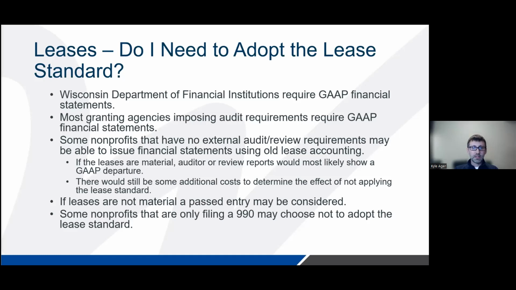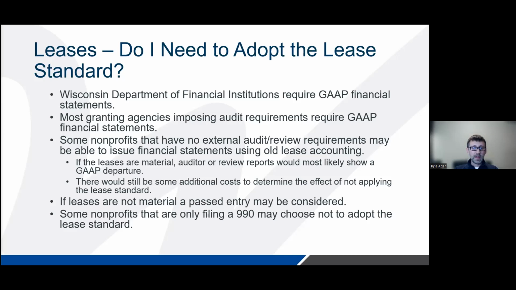However, there are some organizations that don't have any requirements to have an audit or review, but they choose to do so anyway. And in those cases, you may be able to just follow the old accounting guidance. So in cases like that, if the leases, assets, and calculated liabilities would have been material to your financial statements, the audit or review reports would likely need to be modified for a GAAP departure. And the tough part about not doing something in accounting is there still are some costs to determine the effect of not applying the guidance, because in those reports, we have to disclose, potentially, how much your assets and liabilities and expenses would differ if you had followed the new standard.